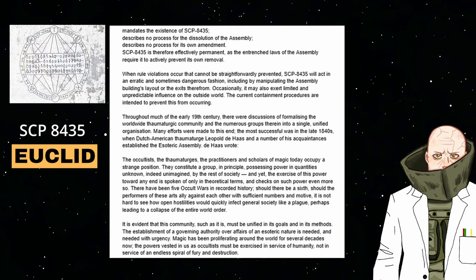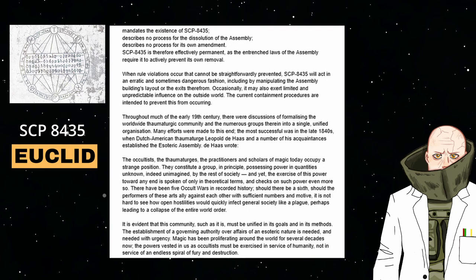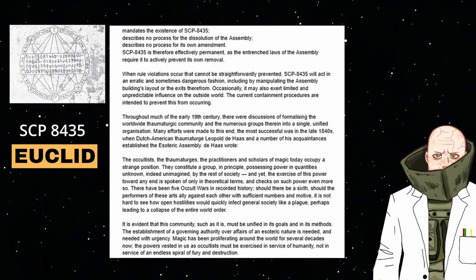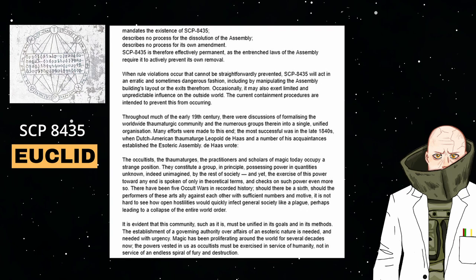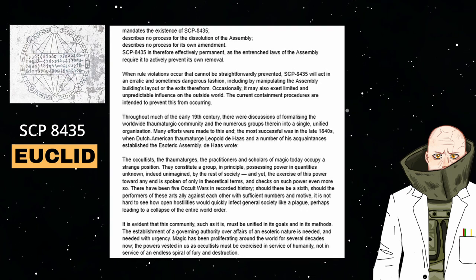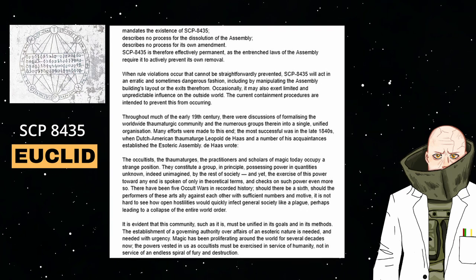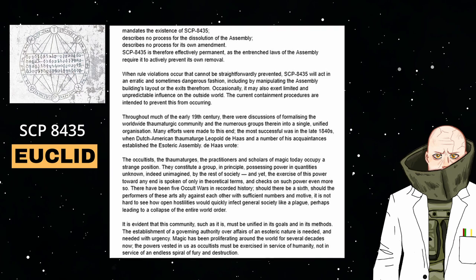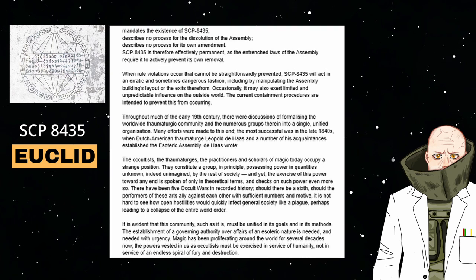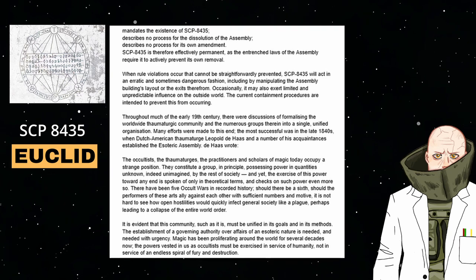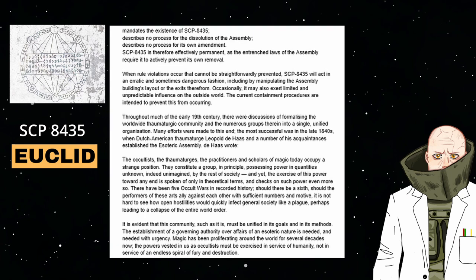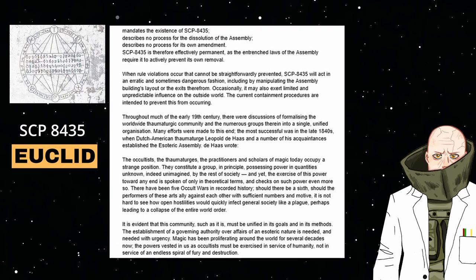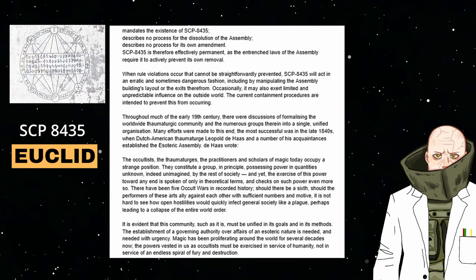When rule violations occur that cannot be straightforwardly prevented, 8435 will act in an erratic and sometimes dangerous fashion, including by manipulating the Assembly building's layout or the exits' form. Occasionally, it may also exert limited and unpredictable influence on the outside world. The current containment procedures are intended to prevent this from occurring.